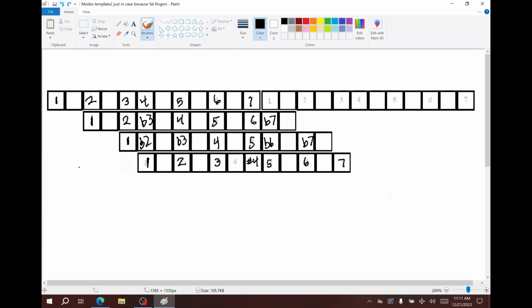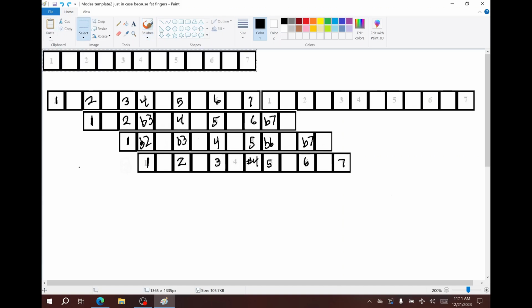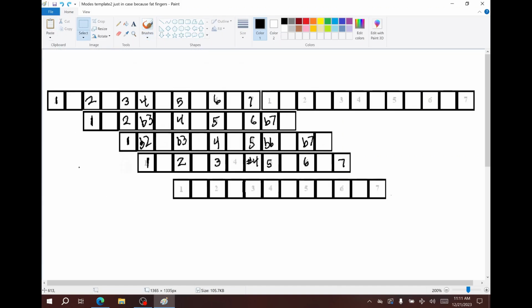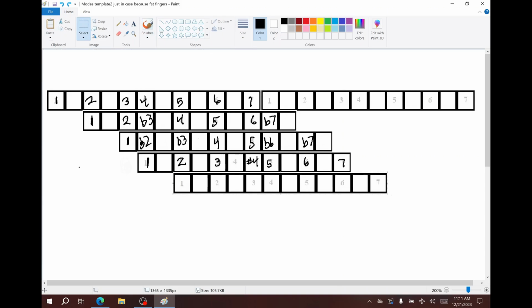All right, let's do the next one. What is the next one? We're on 5, which is Mixolydian. So we start on the 5th note here. Let's drop it down. So this is now a root, a 2nd, a 3rd, a 4th, a 5th, a 6th.